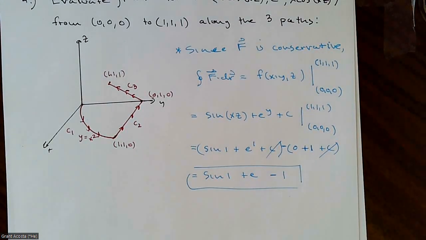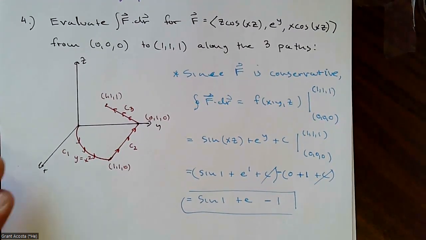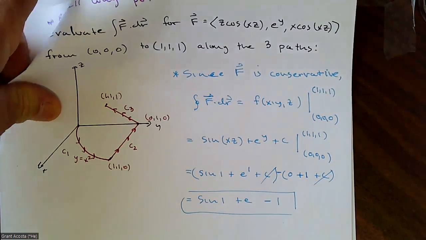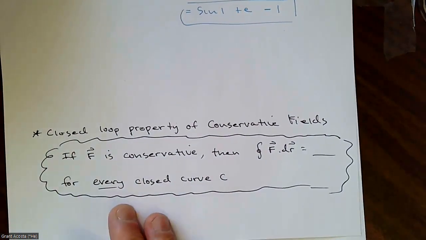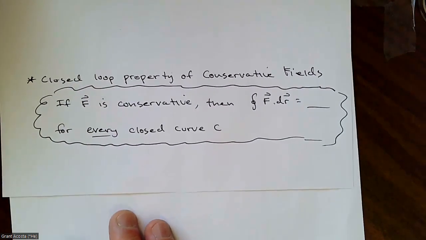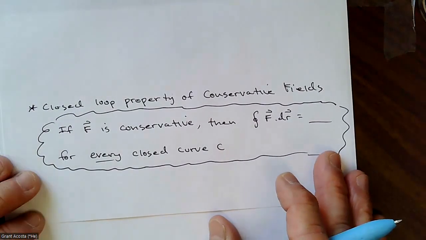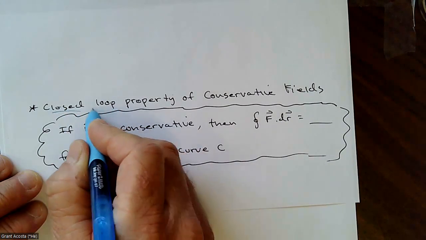Super, super useful, right? I just need to evaluate my potential function at my endpoints. I don't even have to do the line integrals, because f is a conservative field. One final cool note on this: if f is a conservative field and it comes down to just evaluating the potential function at its endpoints, what if you had a closed loop?